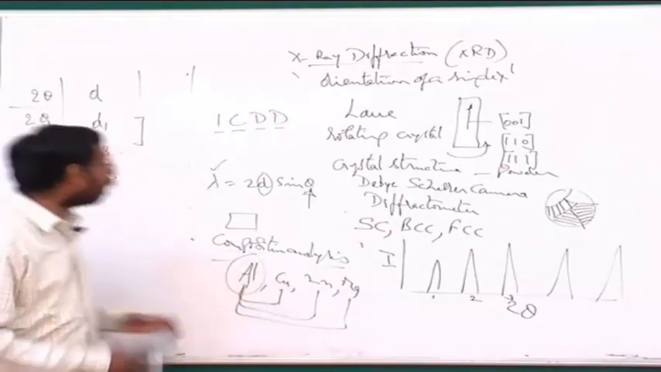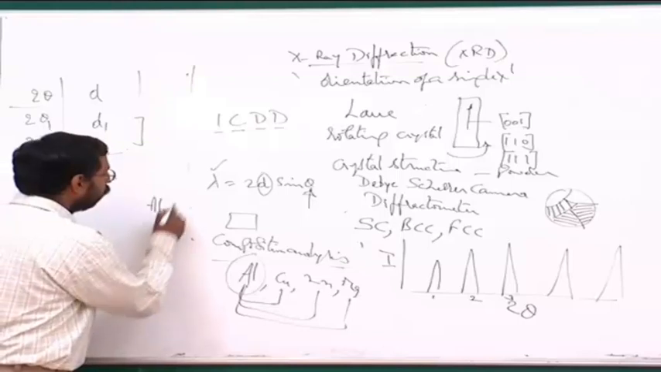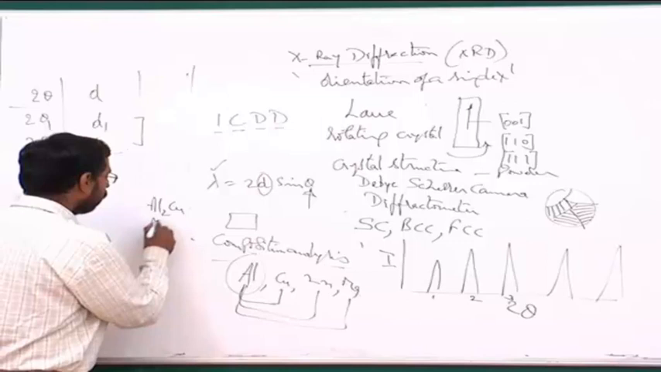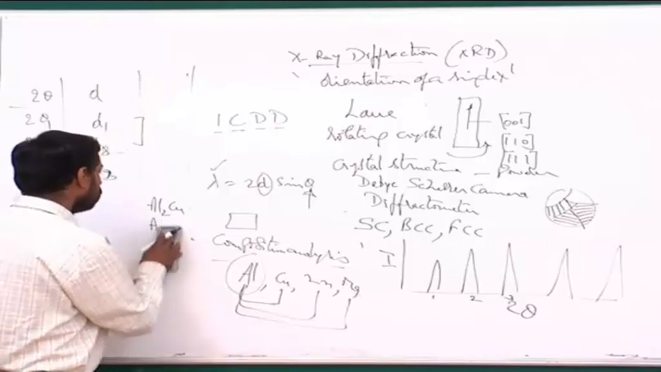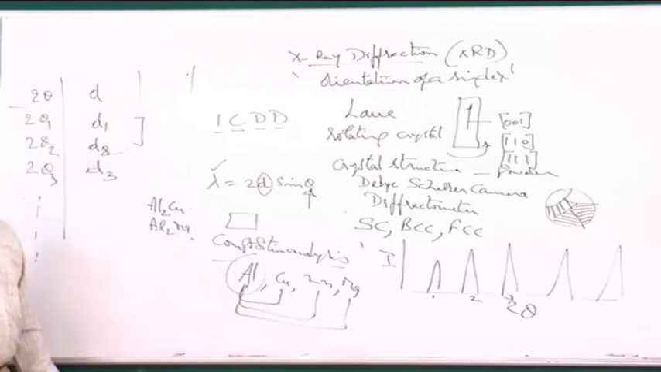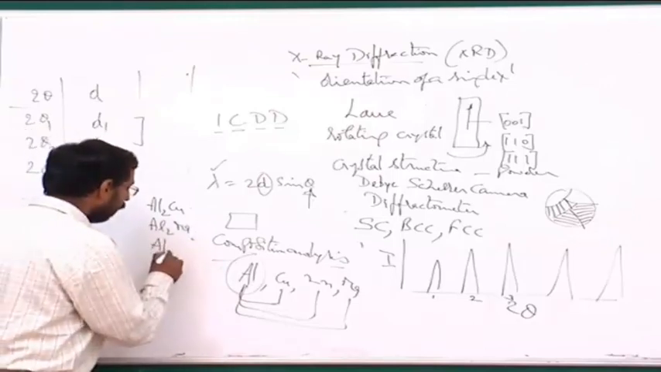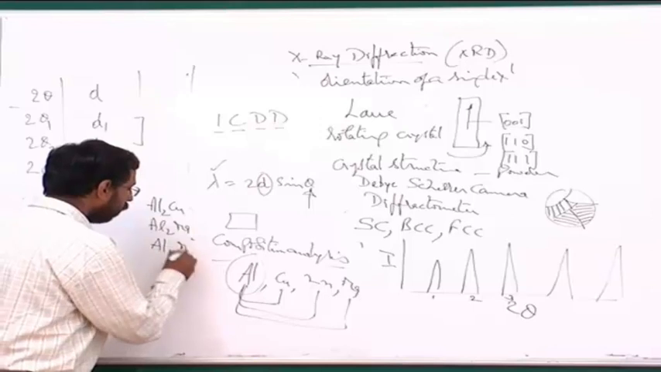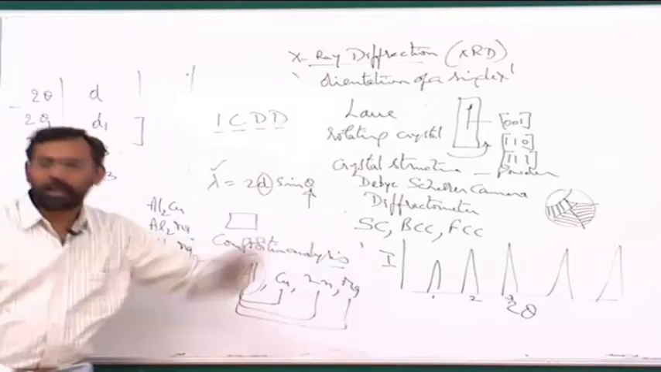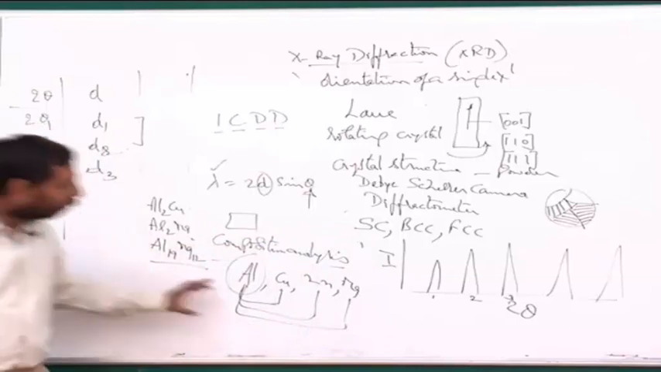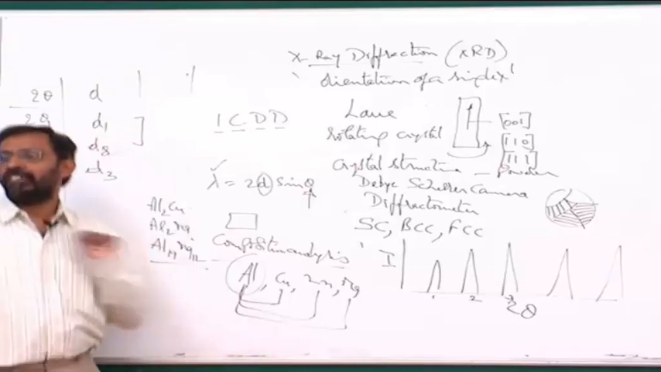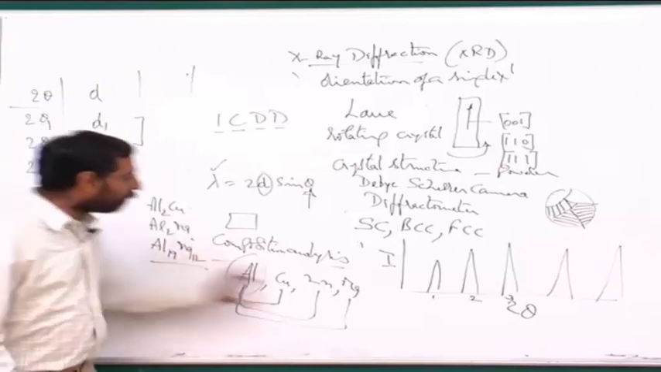For example, I know from aluminum copper there is a compound called Al2Cu. For example, aluminum magnesium, I also know that there is a compound Al2Mg. There is also another compound, Al19Mg12, for example. Like this, I know what are all the compounds that are available in those phase diagrams. Now I have simplified my search. I have identified what are all the possibilities.